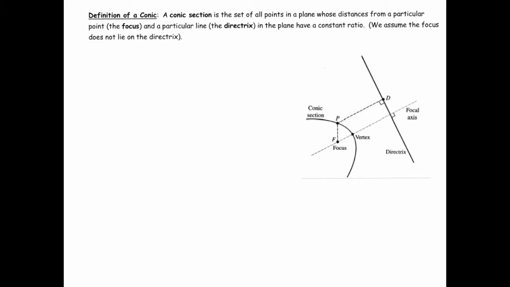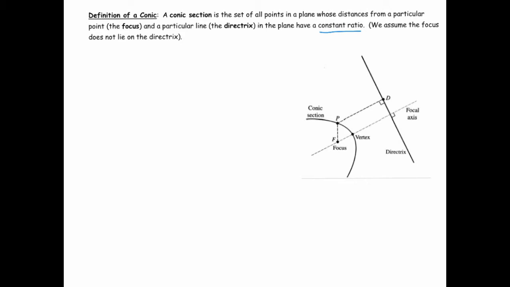So in general, a conic section is the set of all points in a plane whose distances from a particular point, called the focus, and a particular line, the directrix, in the plane have a constant ratio. And what this ratio is will determine what type of conic you get.